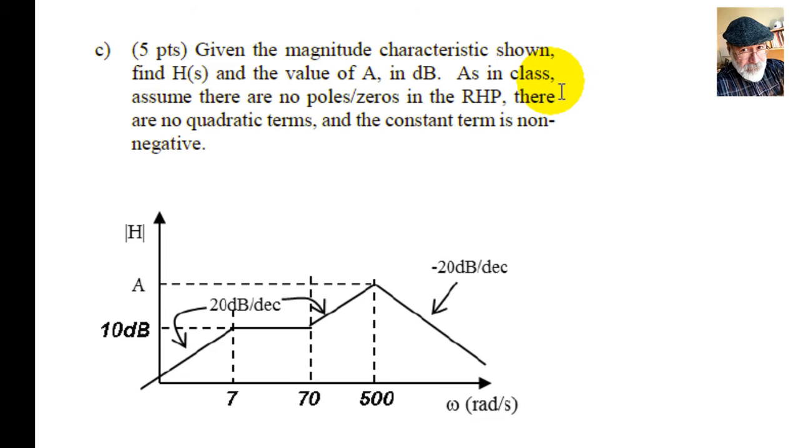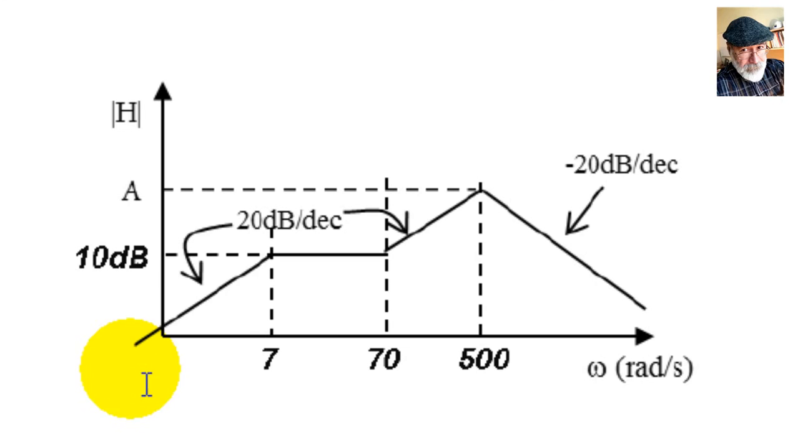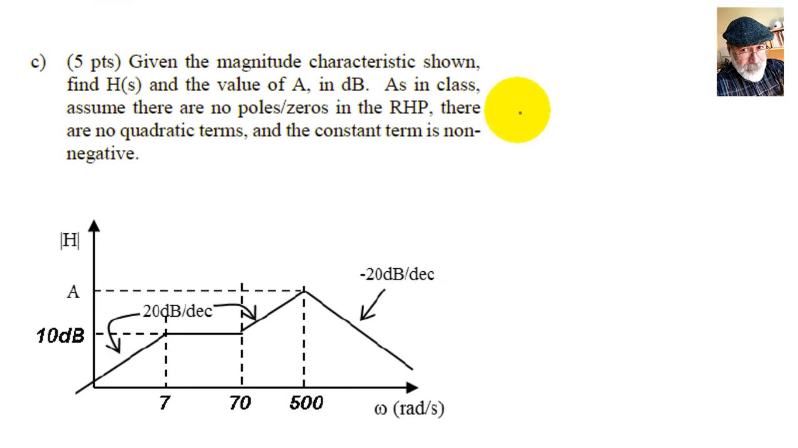These are simplifying assumptions. We see that the curve enters from the left with a positive slope of 20 decibels per decade. That is a clear indication that there is a simple zero at 0. And we write it down.